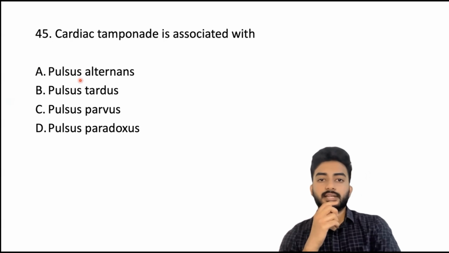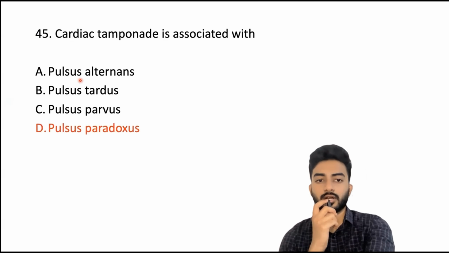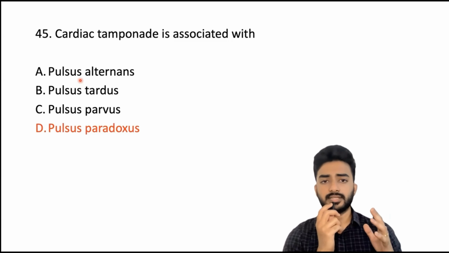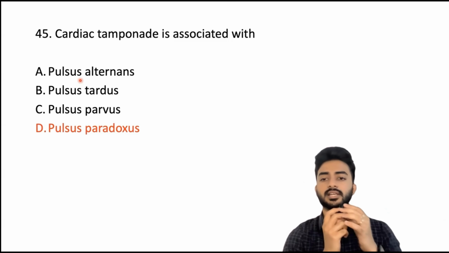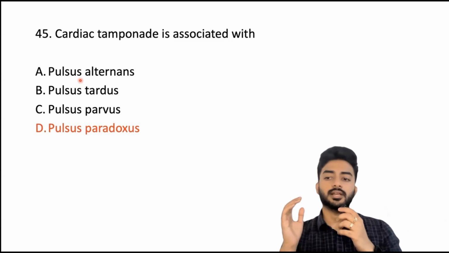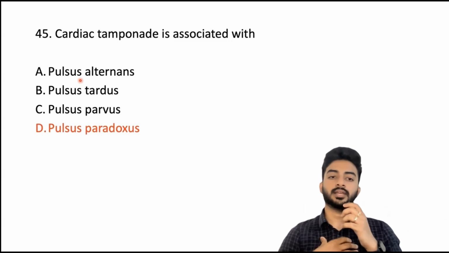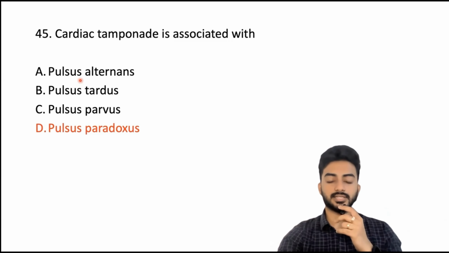45. Cardiac tamponade is associated with option A, pulsus alternans, option B, pulsus tardus, option C, pulsus parvus, option D, pulsus paradoxus. Although the options are confusing, the answer is direct: in cardiac tamponade there occurs pulsus paradoxus, and it is a misnomer. It doesn't have anything to do with the pulse. It has to do with the systolic BP. The decline in the systolic blood pressure during inspiration is exaggerated in conditions such as cardiac tamponade. So it is pulsus paradoxus that is seen in cardiac tamponade.